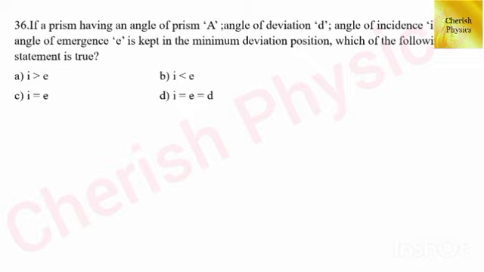36th question. If a prism having an angle of prism A, angle of deviation D, angle of incidence I, and angle of emergence E is kept in the minimum deviation position, which of the following statements is true? The answer is option C. I equal to E. That is, angle of incidence is equal to the angle of emergence.